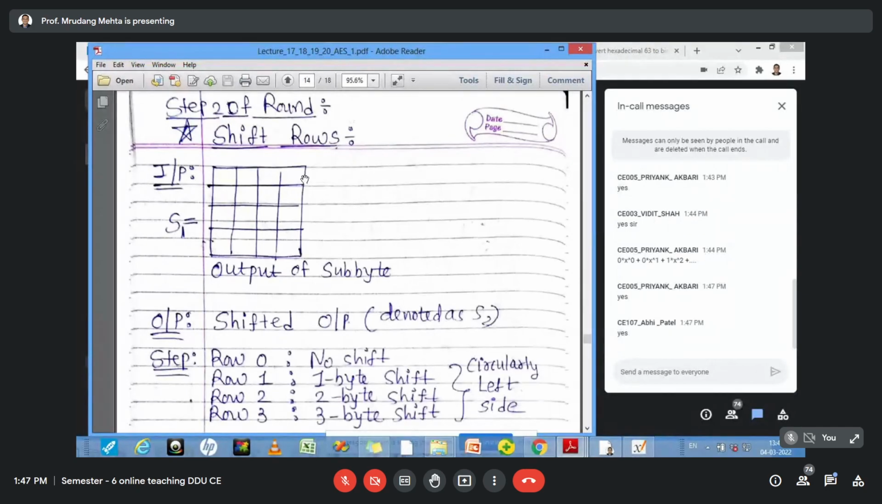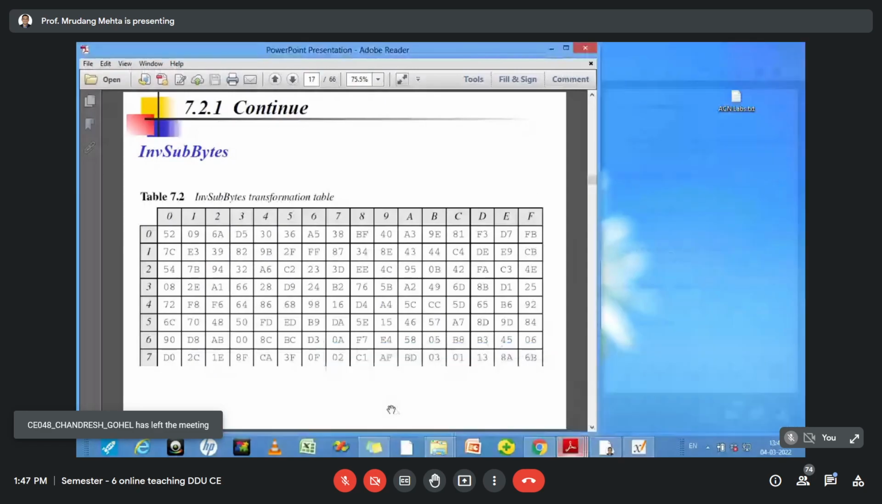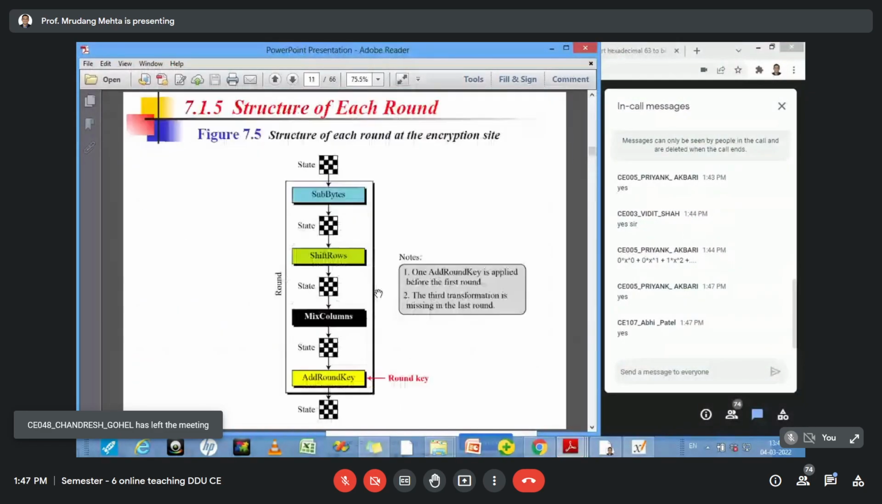Now, the second step is shift rows. This is what I told you. After the sub byte transformation, we get this 16 cross 16 block. Each block is of 8 bits. So 16 into 8, 128.